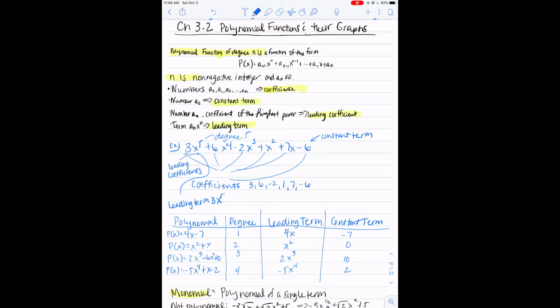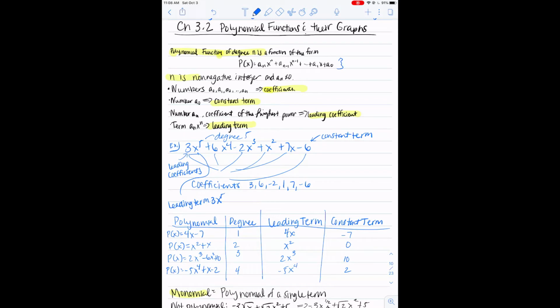Hi everyone, in this video we're going to be going over chapter 3.1, which is polynomial functions and their graphs. From the previous video we know that a polynomial function of degree n is a function of the following form here, where n is a non-negative integer and a_n is not equal to 0.